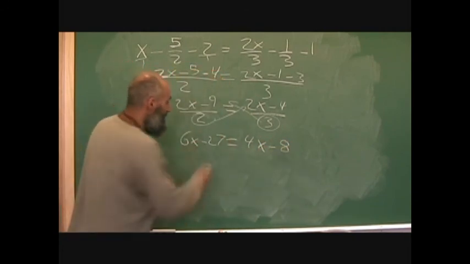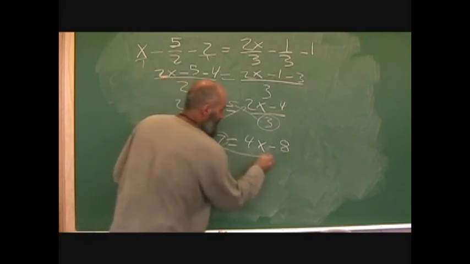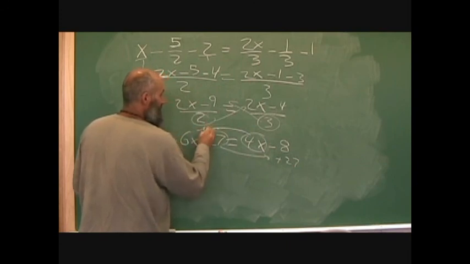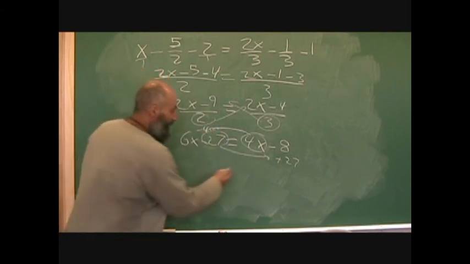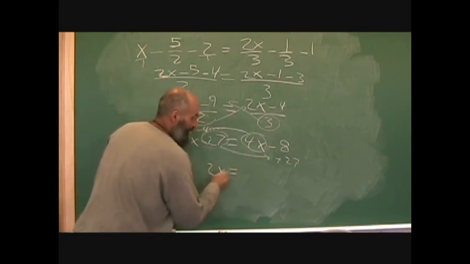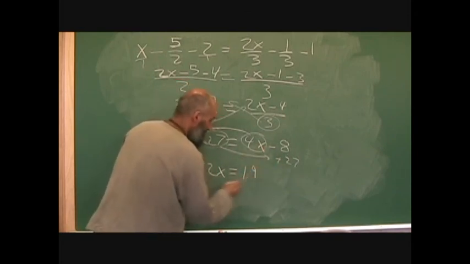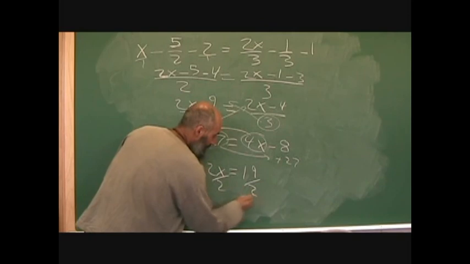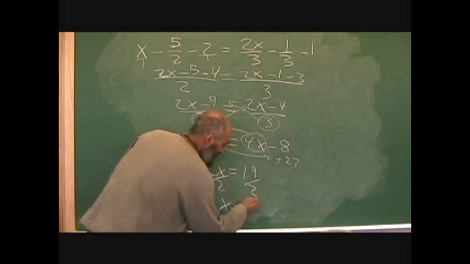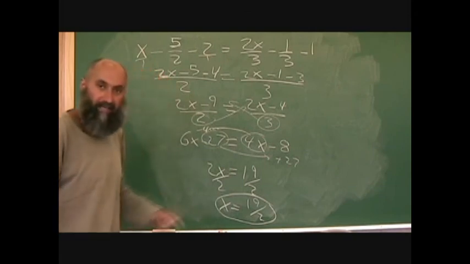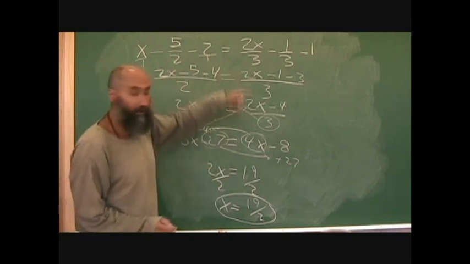And the way we solve for this now is we grab this guy, bring it over, plus 27. Grab that guy, bring it over, minus 4x. So 6x minus 4x is going to be 2x. And 27 minus 8 is going to be 19. And divide by 2, divide by 2. So x is equal to 19 over 2. And that's how you solve this equation using cross multiplication.